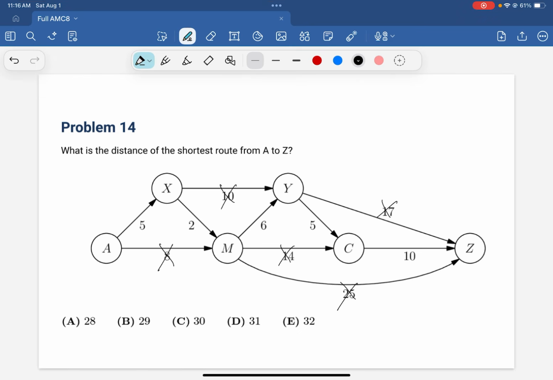So now, coincidentally, we're left with the shortest path, which is A, X, M, Y, C, Z. So we just add up 5, 2, 6, 5, and 10. Add up these two is 7. Add up these two is 11, plus 10. And we should get 28. So the answer is A.